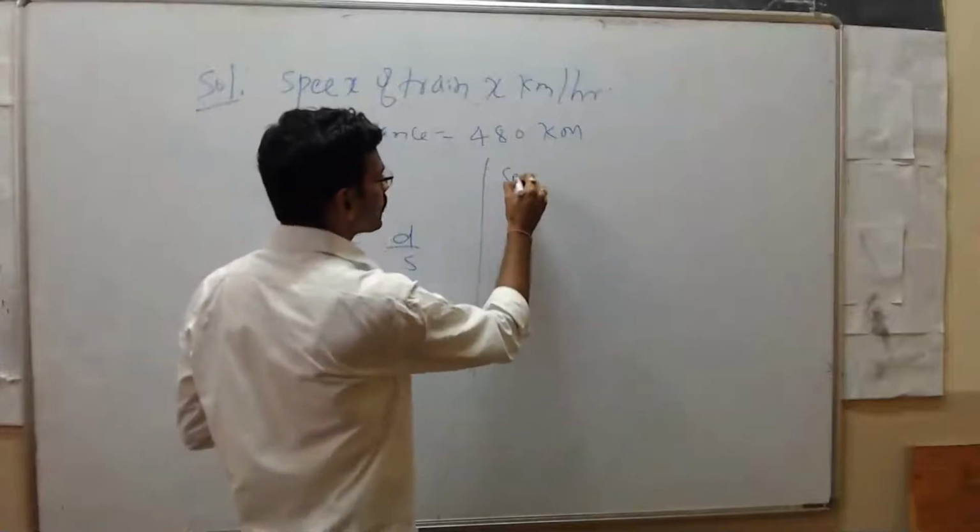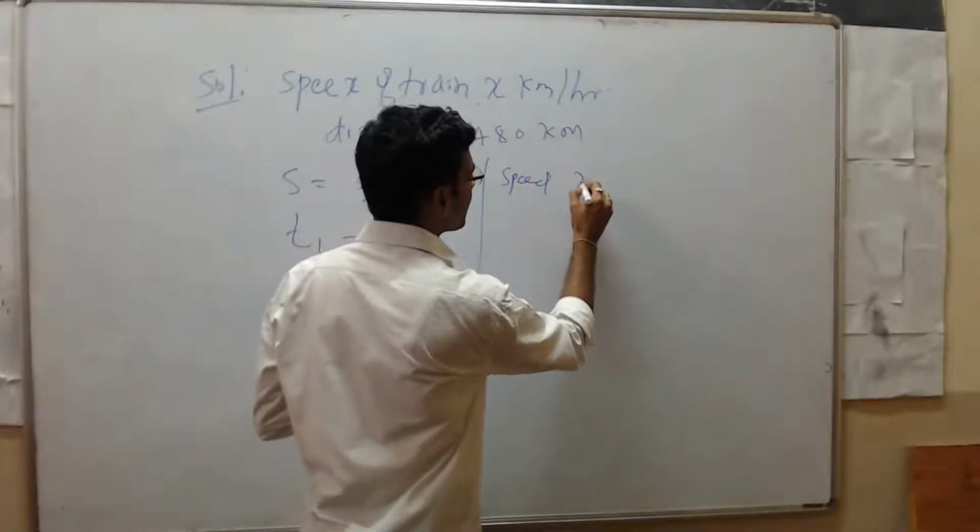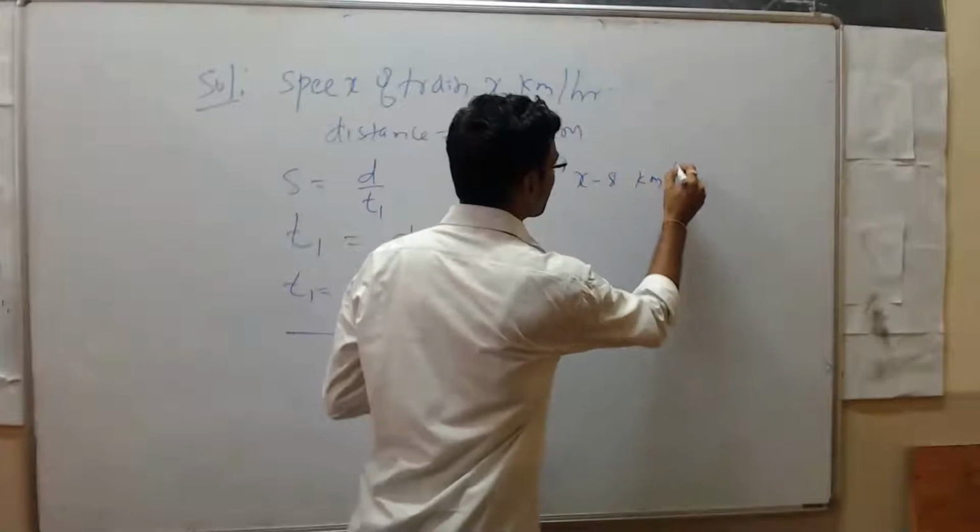The speed in the second situation is equal to how much? Speed is equal to x minus 8 kilometer per hour.